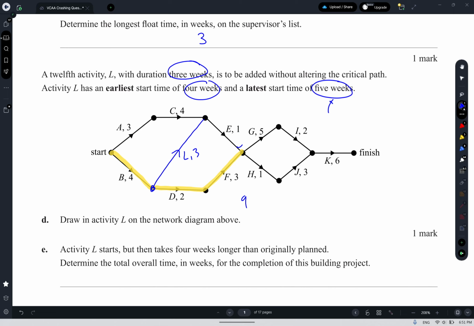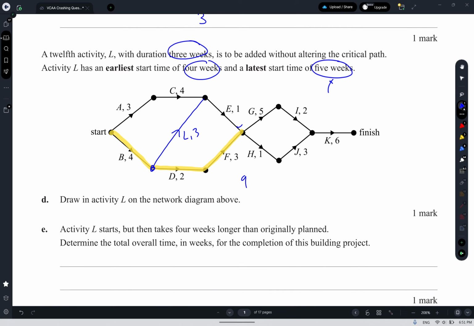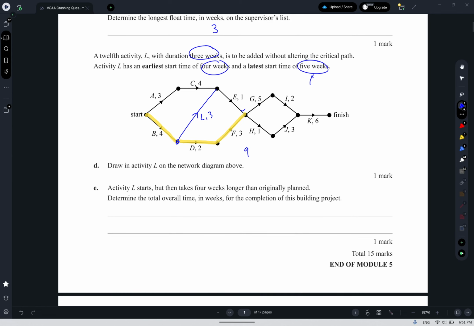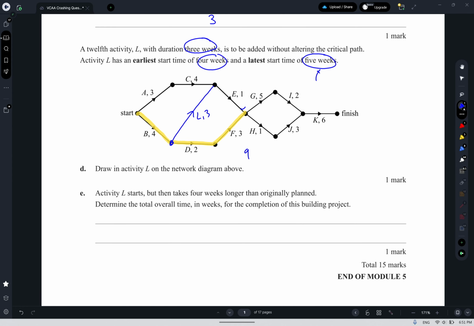A little bit tricky figuring it out based on the LST. But again, LST being the latest possible time we can start the activity. If we started L at the latest possible time, being after 5 weeks, and then it takes 3 weeks, we'll get here at 8, and then E will take 1, which is 9, which means we won't delay the completion of the project, which is good. So that's that one. Activity L starts, but then takes 4 weeks longer than originally planned.